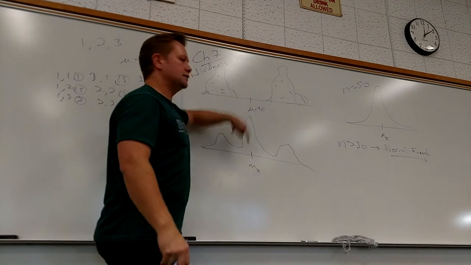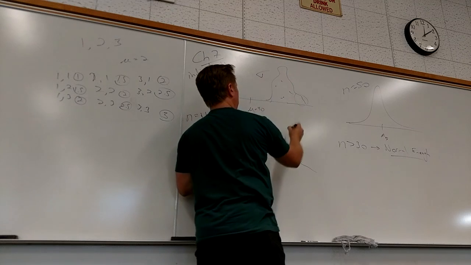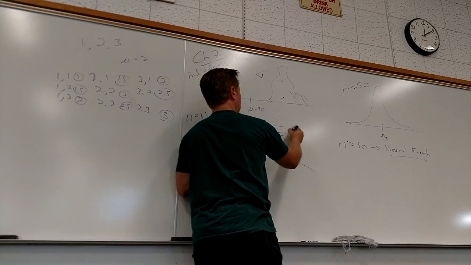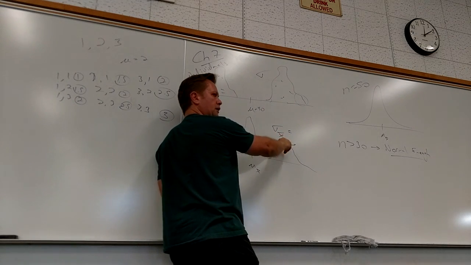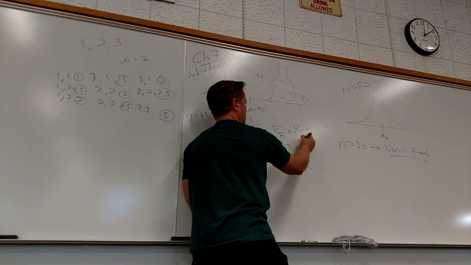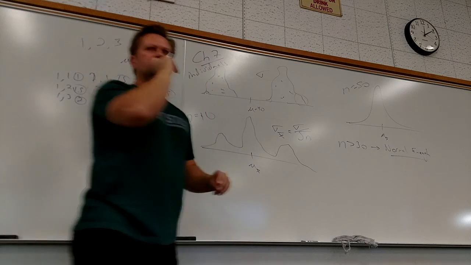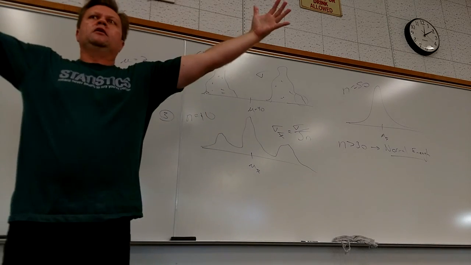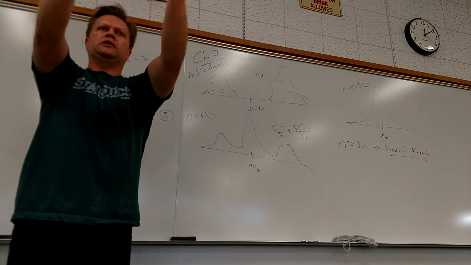So look, the mean stays the same. The standard deviation of the sample means becomes the old one divided by the square root of the sample size. The bigger the sample I take, the harder it is for them to be different from the middle.